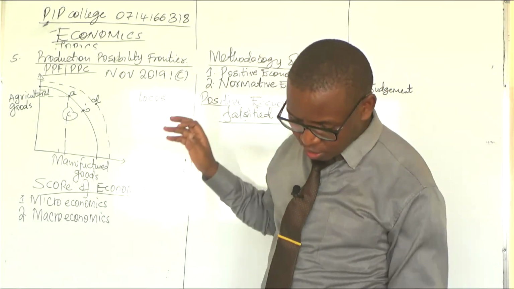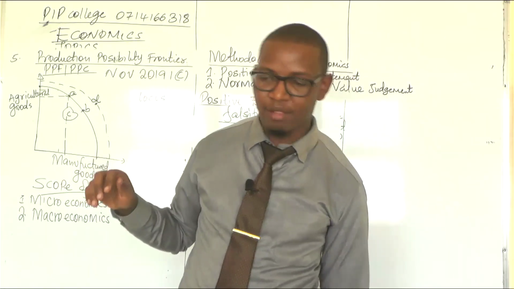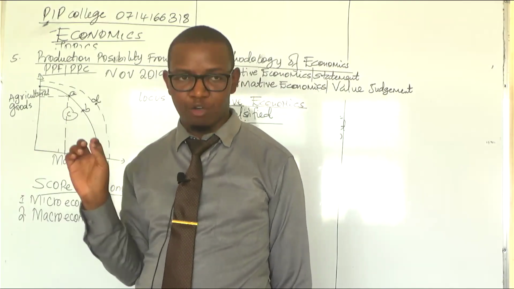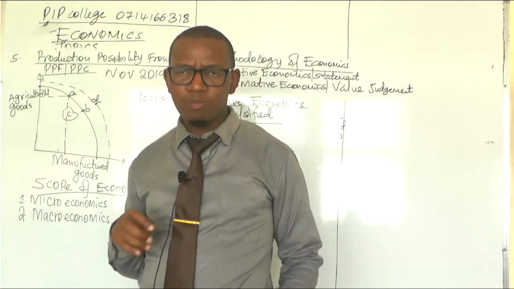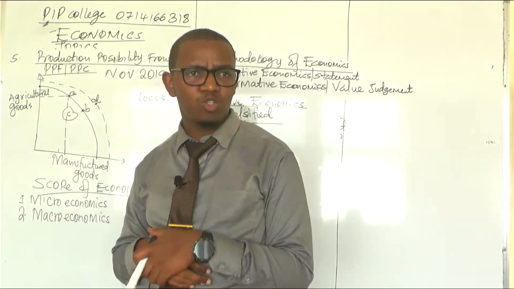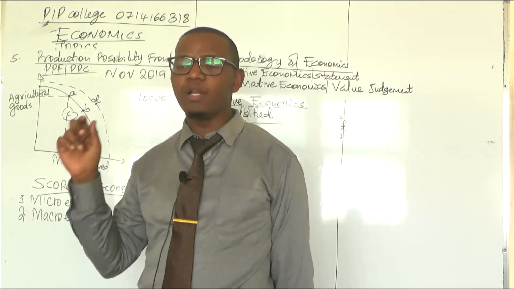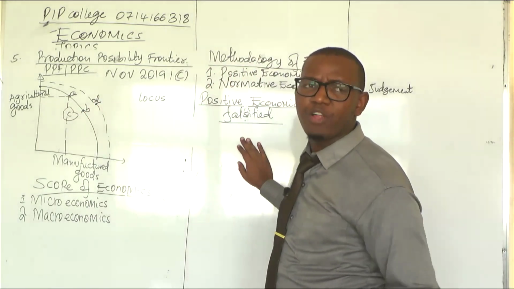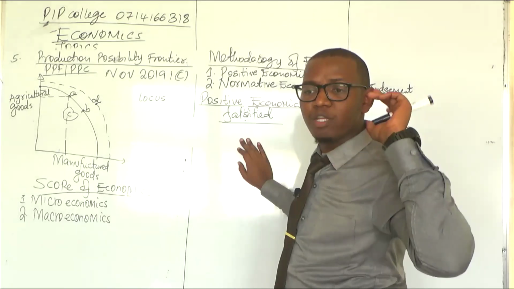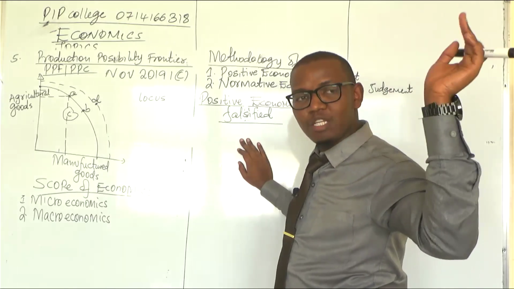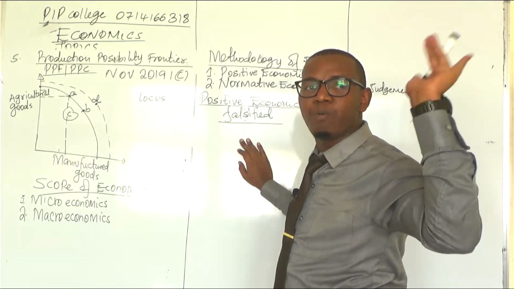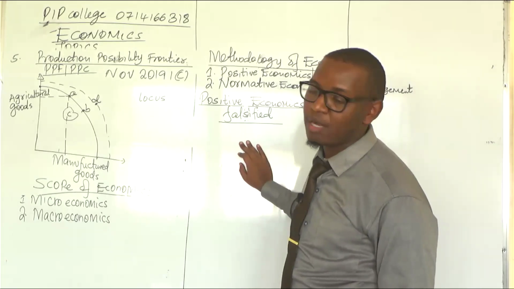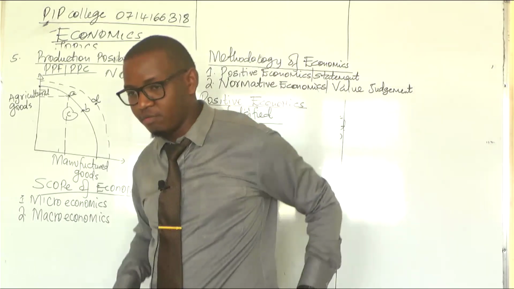Now, this introduces us to what we call the scientific part of economics. Because I've said the economy is a social science, which now introduces us to the theoretical part of it. On the theoretical part, we are talking about statements, and it will depend on whether it's a positive statement or a normative statement. So number two is normative economics.